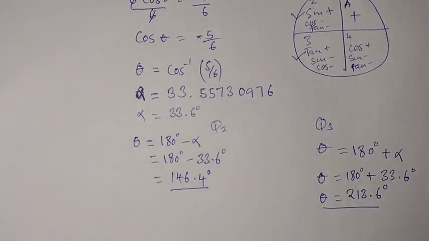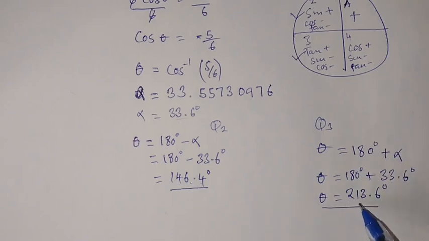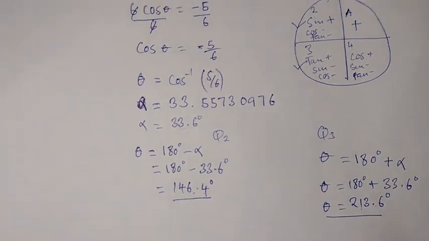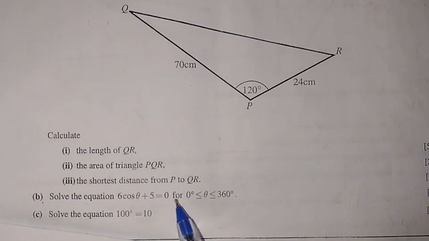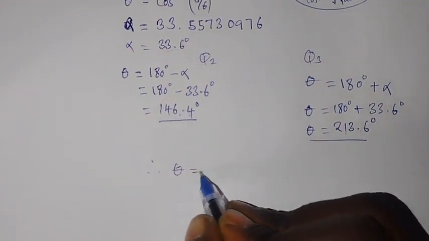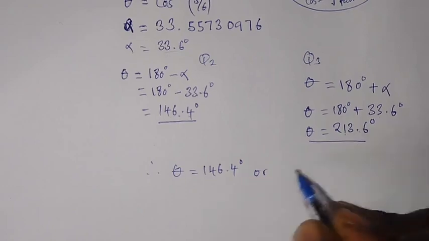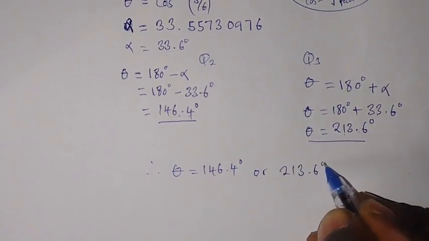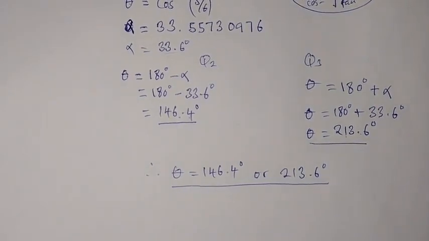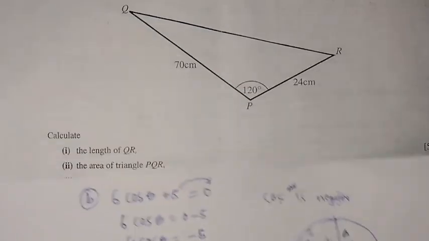These are the angles that you are getting where cos is negative. In the second quadrant, you have gotten 146.4. In the third quadrant, you have gotten 213.6. Now we need to pay attention to our range. The range says it should be between 0 degrees and 360 degrees, so these angles qualify. Therefore theta is equal to 146.4 degrees or 213.6 degrees. These are the angles that were needed. Very easy and very simple, so we have answered this question.